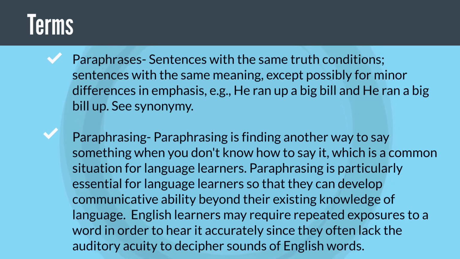See synonymy. Paraphrasing is finding another way to say something when you don't know how to say it, which is a common situation for language learners. Paraphrasing is particularly essential for language learners so that they can develop communicative ability beyond their existing knowledge of language. English learners may require repeated exposures to a word in order to hear it accurately, since they often lack the auditory acuity to decipher sounds of English words.